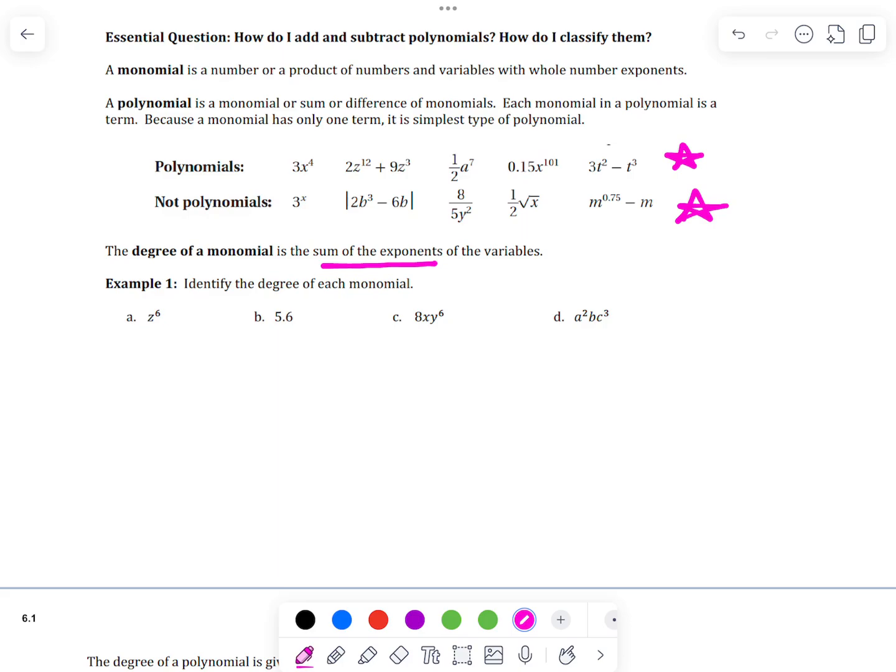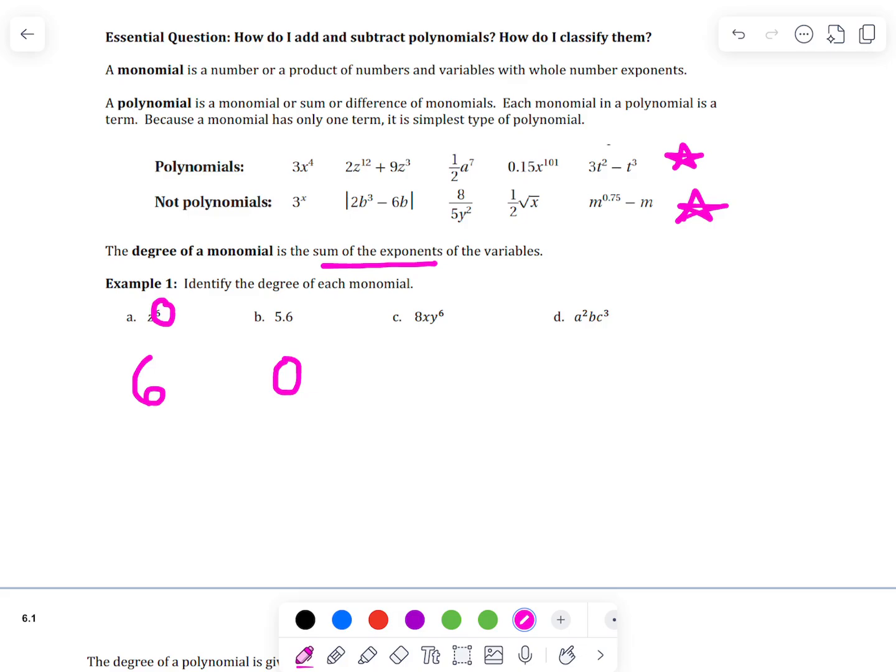So there is one term here, and that number 6 tells us our degree is 6. The next example, 5.6. There isn't a variable there, so we say the degree is 0. So there's no variable x.